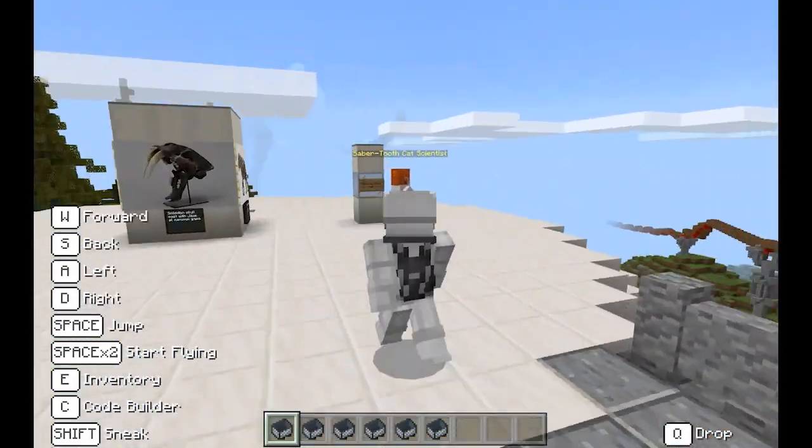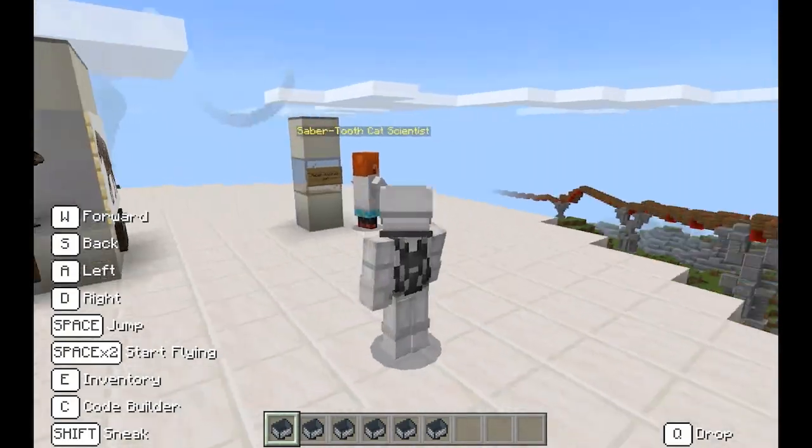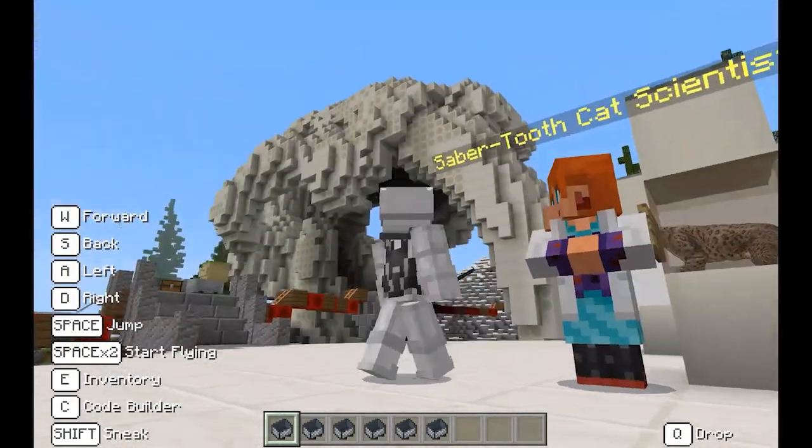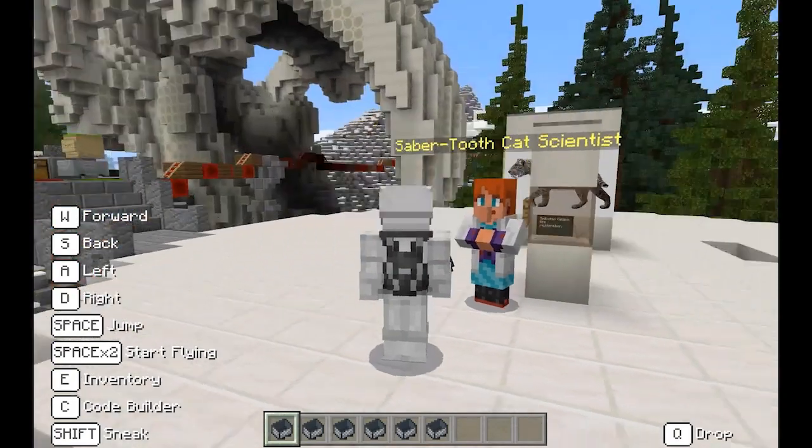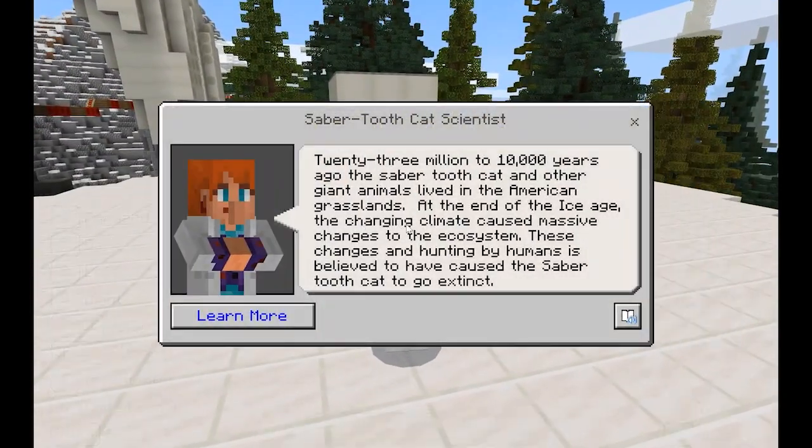Alright, so here we are at our first stop, and I see we have a saber-toothed cat scientist, so I'm gonna think that's probably a saber-toothed cat right there. Let's see why they're extinct.